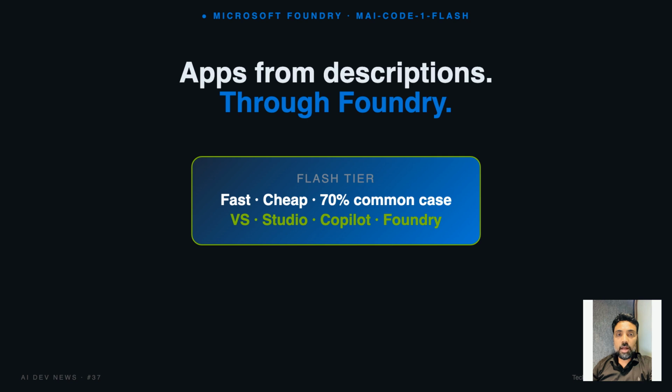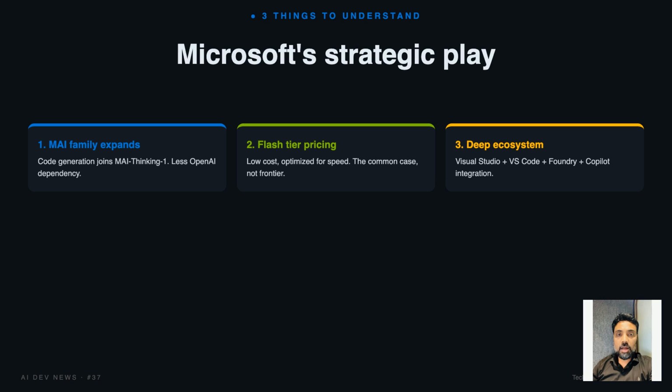The headline pitch is you type, I want a customer support dashboard with these columns, and Flash generates the actual code. Not a snippet, the application: HTML, CSS, JavaScript, server side, the whole thing. Microsoft is explicitly positioning this against Claude Code, against Cursor, against the Replit agents of the world, against GitHub Copilot's agentic mode. The market segment is AI generates whole apps from descriptions, not just autocomplete.